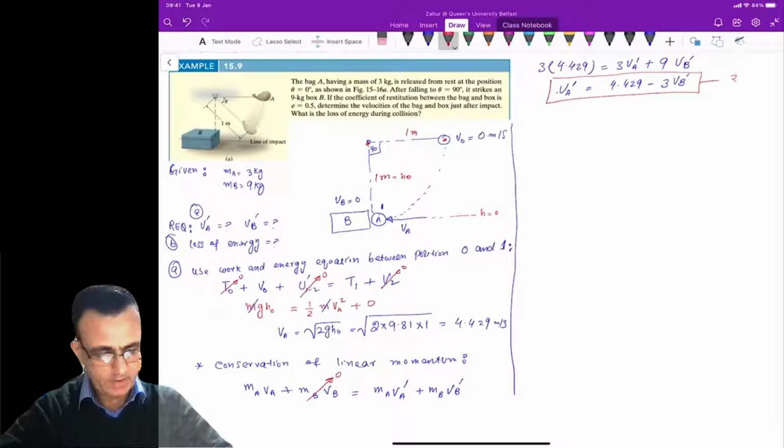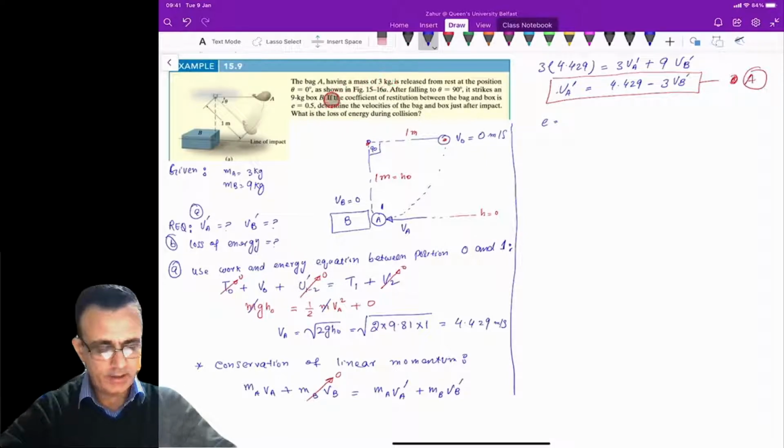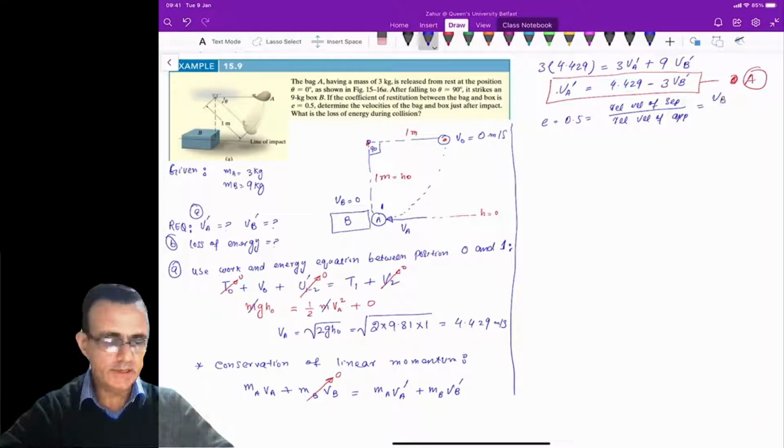You can call it equation A. Now in this equation there are two unknowns, VA dash and VB dash, and this is just one equation. So now we need one more equation, which we will get from the coefficient of restitution, E in this case. And as you know, E is given, which is 0.5, and E is just the relative velocity of separation divided by the relative velocity of approach. So in this case, we will write VB dash minus VA dash divided by VA minus VB.